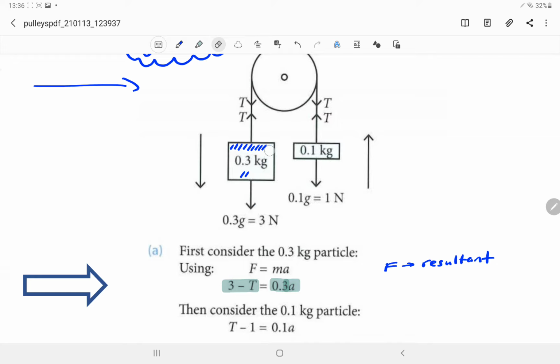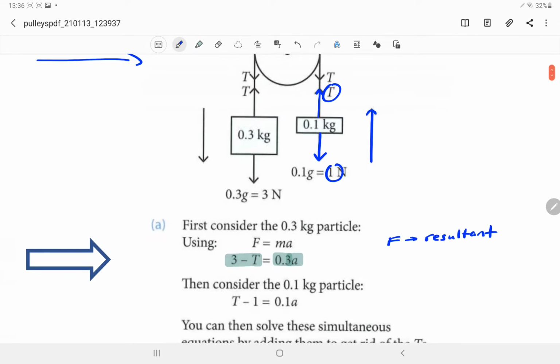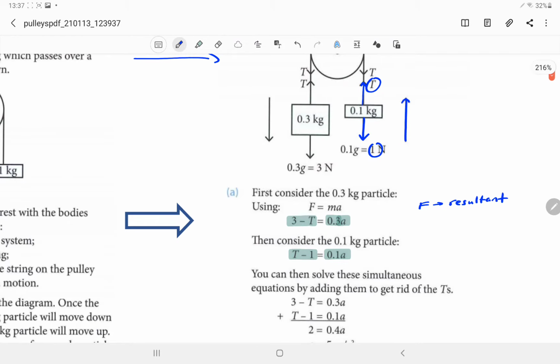Let's do the same for the 0.1 kilogram particle. We have 2 forces, T and 1 newton, acting in opposite directions. Now it is being pulled up, so our resultant force is T subtract 1. So that's why we have here for the 0.1 kilogram particle, the resultant force is T subtract 1. It's moving upwards with the force of T, and 1 is working in the opposite direction. So that's the resultant force. It is equal to ma, mass times acceleration.